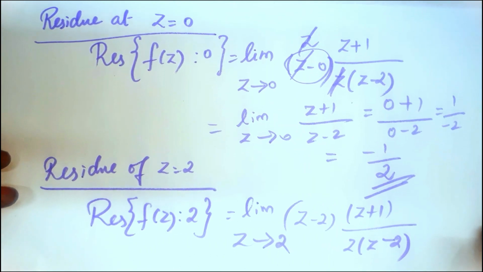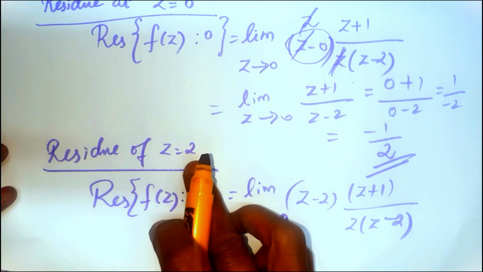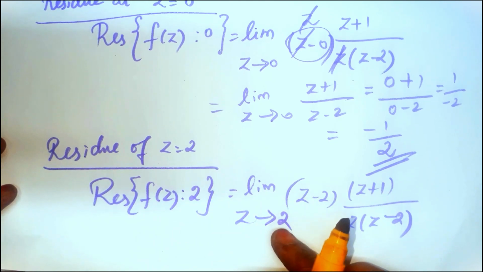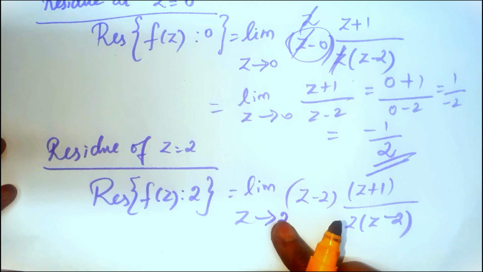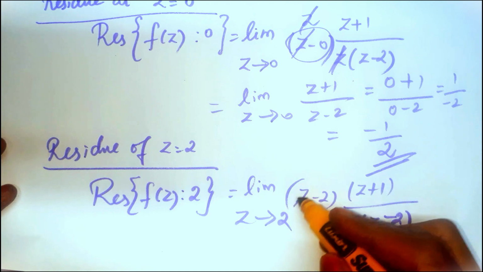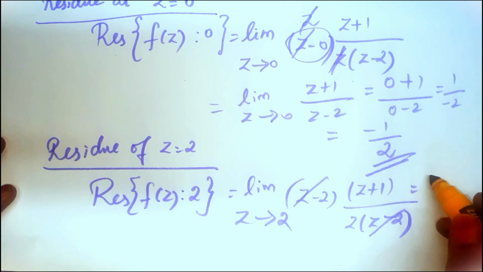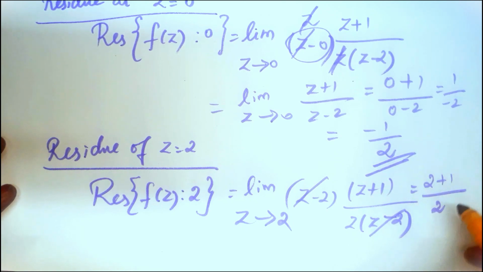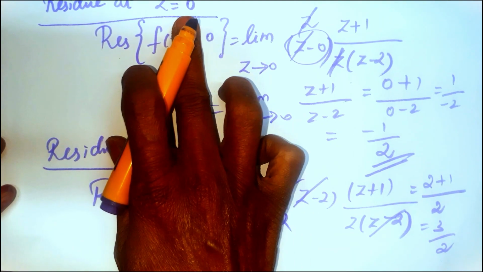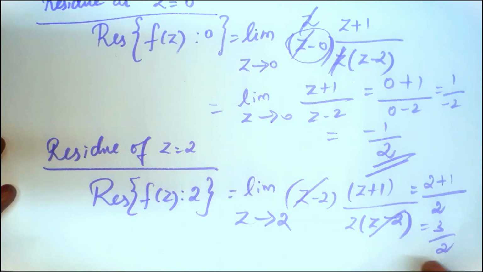Now we are going to find the residue at the second pole. What is the next pole we calculated? It is z equal to 2. So residue of f of z at the pole 2 means limit z tends to 2, z minus 2. Whatever pole we have taken, that factor only we have to multiply. So z minus 2 into z plus 1 by z into z minus 2. These two terms will get cancelled. Now we substitute z is 2. So 2 plus 1 by 2, 3 by 2 is the residue at this pole. So residue at z equal to 0 we got as minus 1 by 2, and residue at the pole z equal to 2 we got as 3 by 2.